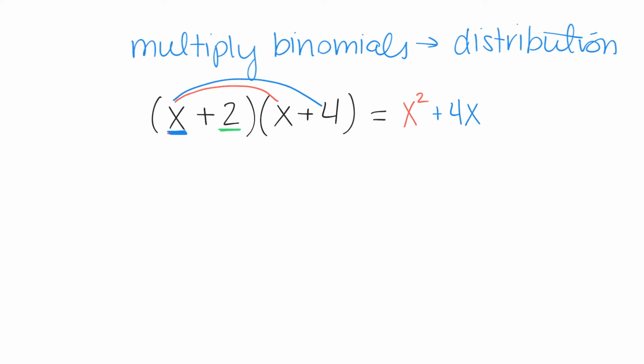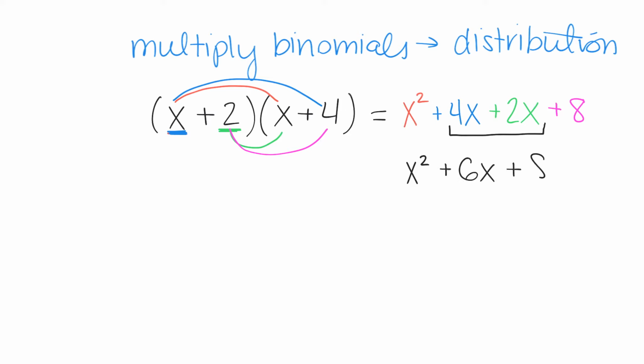So we're going to do the same thing with the 2. 2 times x is 2x, and 2 times 4 is 8. So that's kind of the first step. Then we're going to go back through and collect like terms. Do you see how I have 2 x's? I'm going to put those together. So there's only one x squared, so x squared. 4x plus 2x is 6x, and then 8. So that's what that looks like. That's called multiplying binomials, or we also refer to that as distribution.